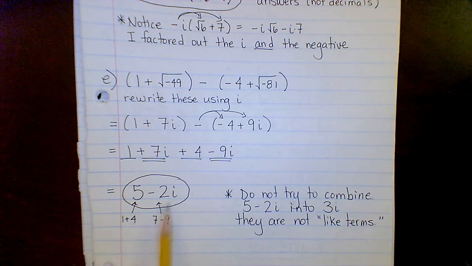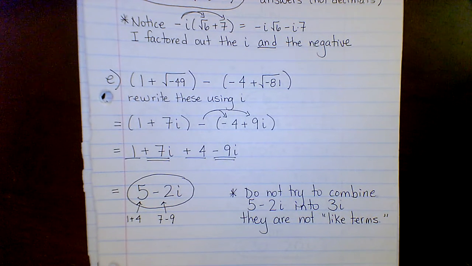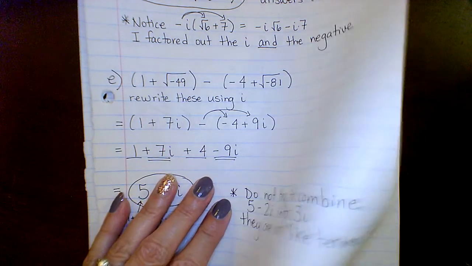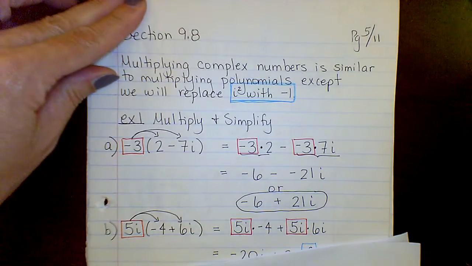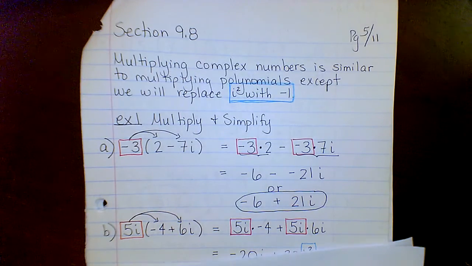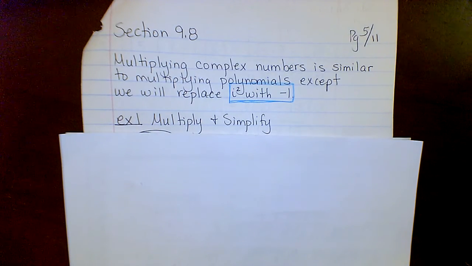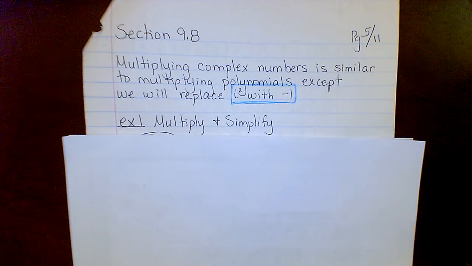These are not like terms, so don't try to combine those together. Okay, so that's the end of 9.7. Now 9.8, we go right into multiplying. So we just did addition, subtraction. Now we're going to do multiplication of complex numbers.